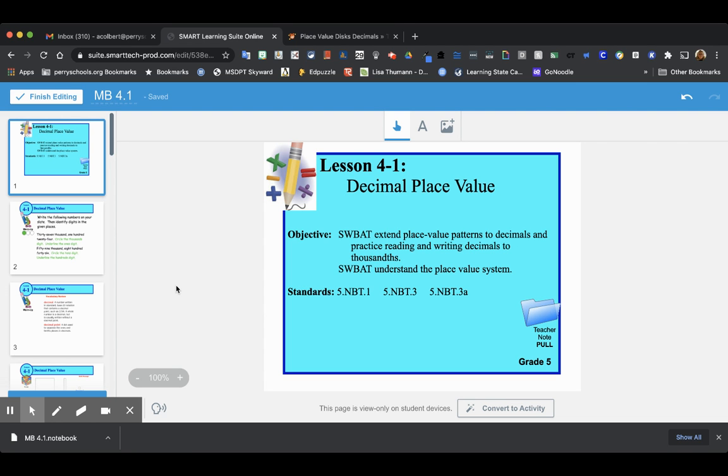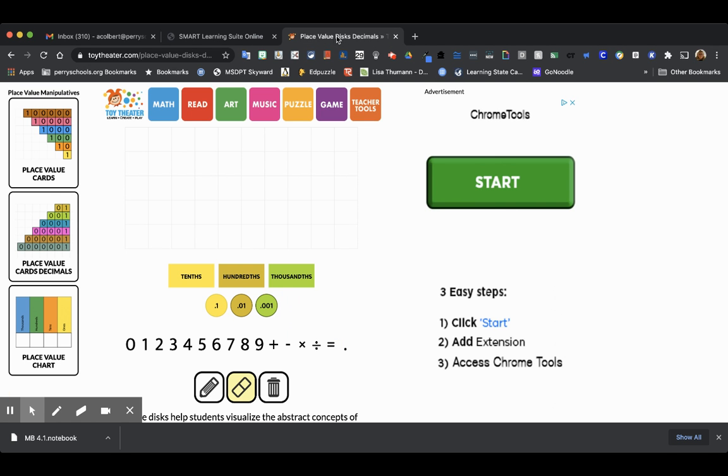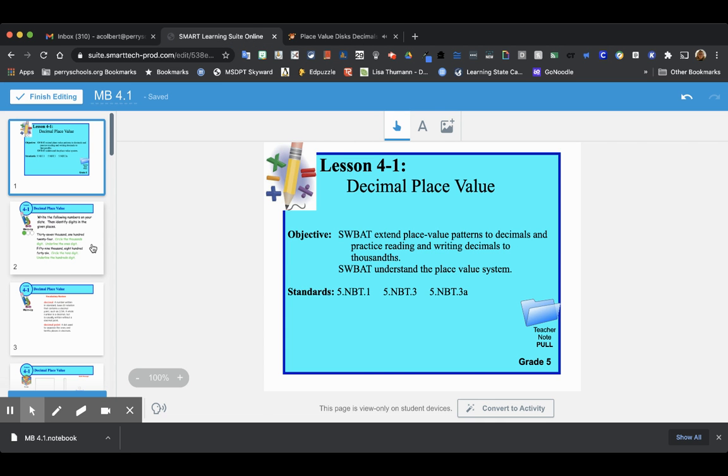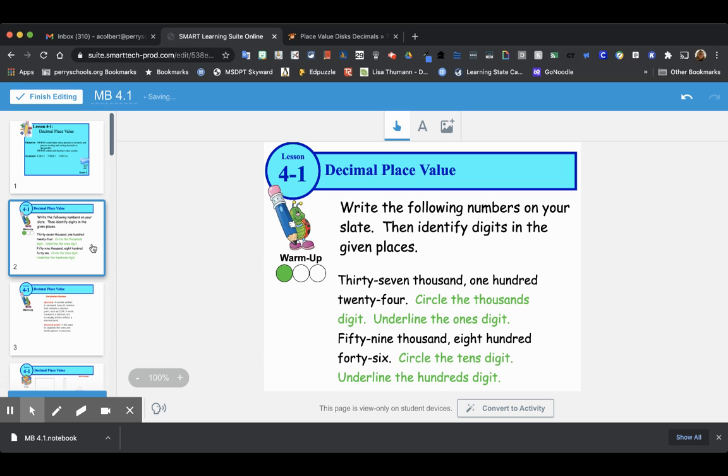Now, as we're doing this, I will flip over to a site here, toytheater.com, and it has lots of different things that you can use. I found something that might help for a good workspace while we're virtual, with tenths, hundredths, thousands, and you can write and drag onto there. So I'll refer back to this website when needed. Before we do that, let's do a little warm up.